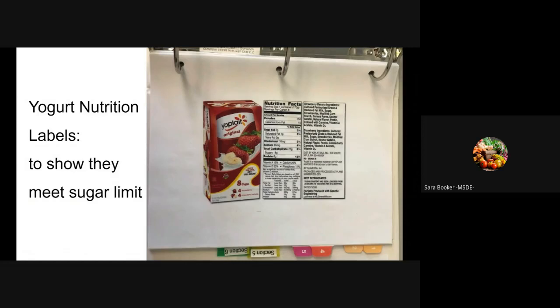Another type of product where you do need to keep product packaging and information from the nutrition fact panel is for yogurt, because again, in order to be creditable, it must meet the sugar limits. So here again, we need to see enough from the package to know what product it is, as well as the nutrition fact panel that shows both the portion size and the sugar content. Okay, and again, you don't have to actually keep a yogurt container. You can take a picture as long as it's easy for our staff to read.